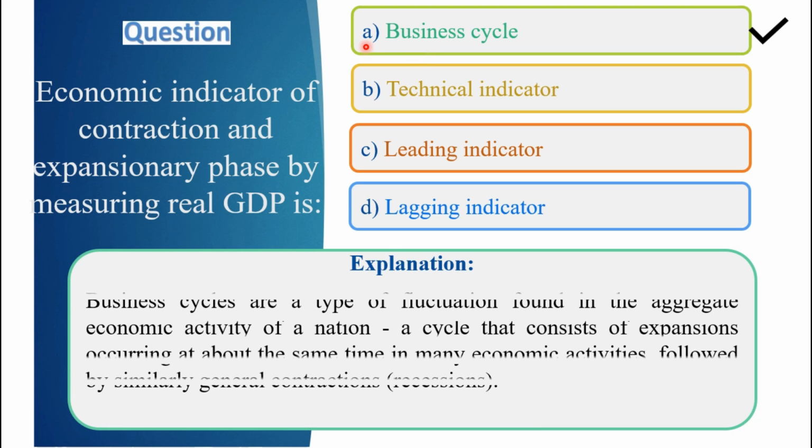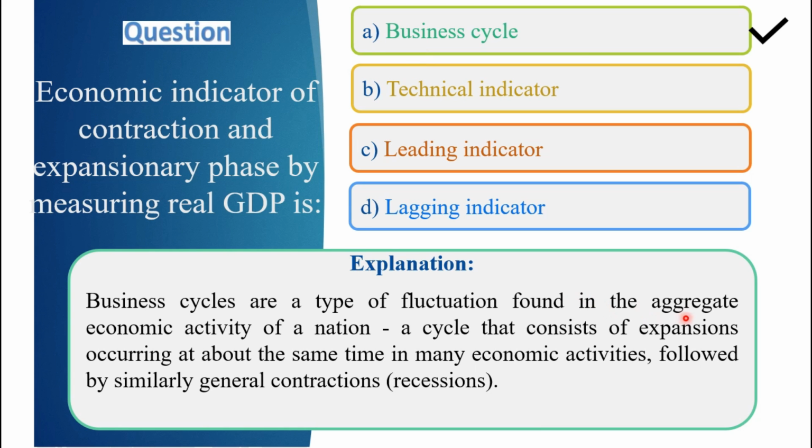Business cycles are a type of fluctuation found in the aggregate economic activity of a nation, a cycle that consists of expansions occurring at about the same time in many economic activities, followed by similarly general contractions or recessions.